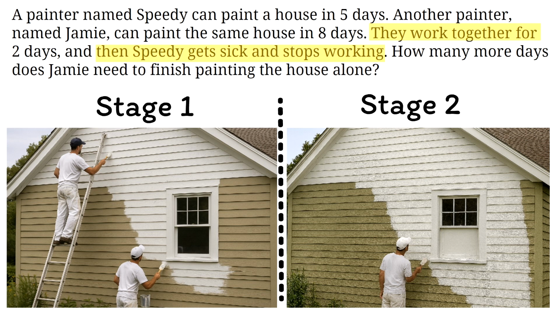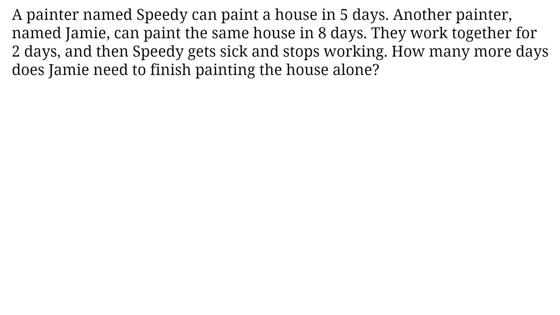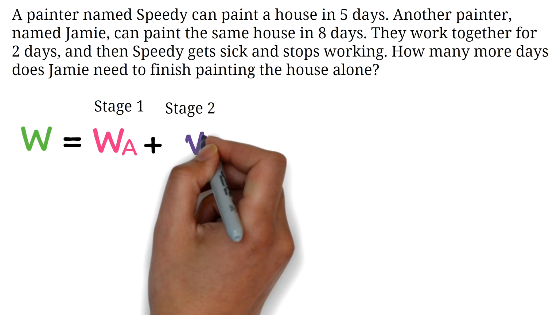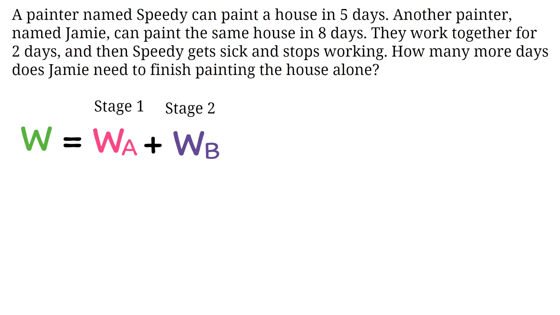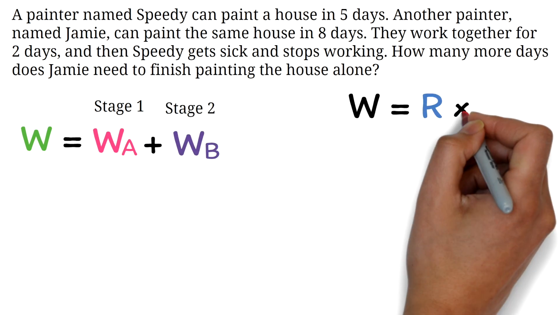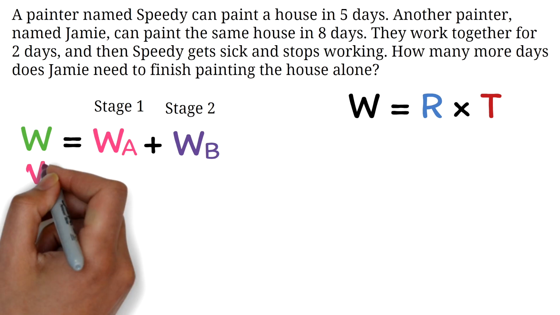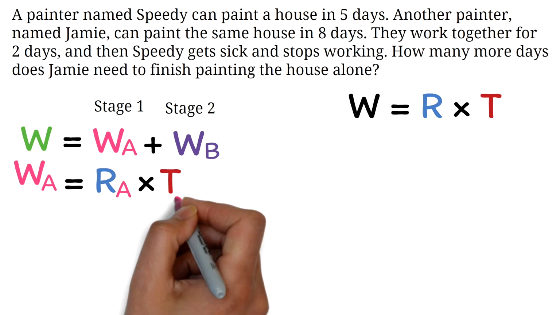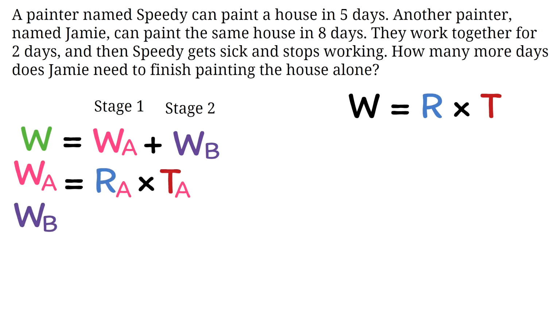So, to solve this question, we'll use the idea of total work done. In other words, we'll add the work done in stage 1 to the work done in stage 2. So, total work done equals the work done in stage 1, WA, plus the work done in stage 2, WB. As always, remember that work equals rate times time. So, WA equals RA times TA, and WB equals RB times TB.